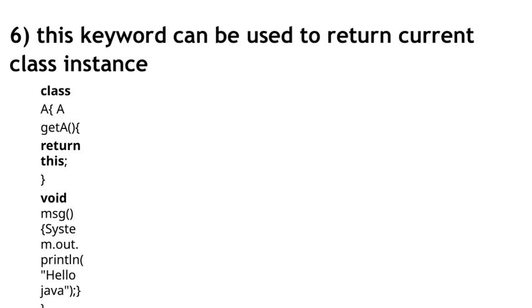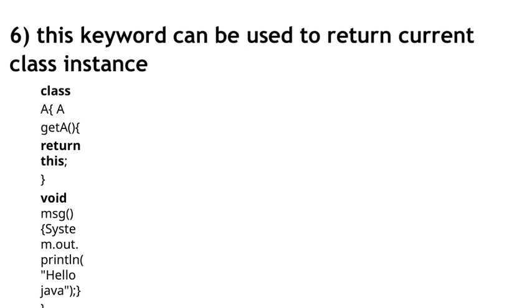All right, let's take a closer look at this slide. Here, we're exploring the keyword this, which is used to return the current class instance. In our example, we have a class A with a method getA that returns this. Essentially, this refers to the current object of the class. Now notice how in the main method, we create a new object of class A and immediately call getA, which returns that same object. Then, we chain the call to the msg method, which prints Hello Java.